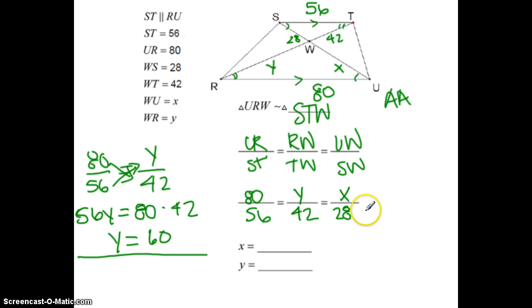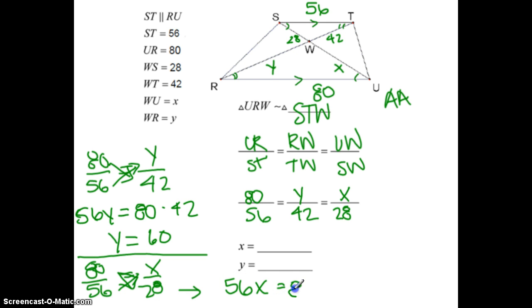Same deal with x. We're going to say 80 over 56 is going to equal x over 28. Cross multiply, so you're going to have 56x equals 80 times 28. Solve for x. X is going to equal 40. If I were you, I would be pausing the video and trying this algebra on my own to make sure that I know how to do this.